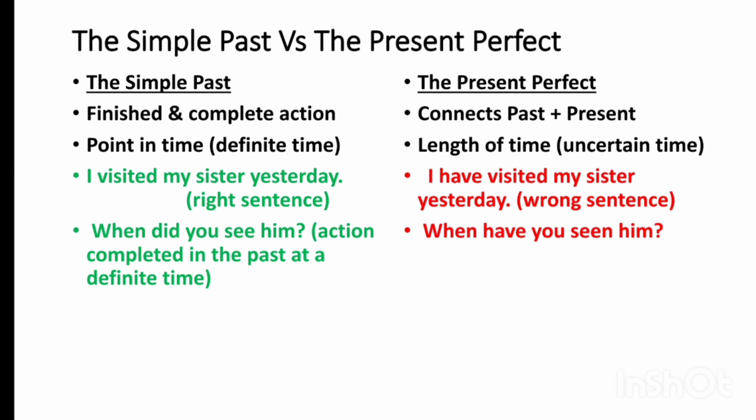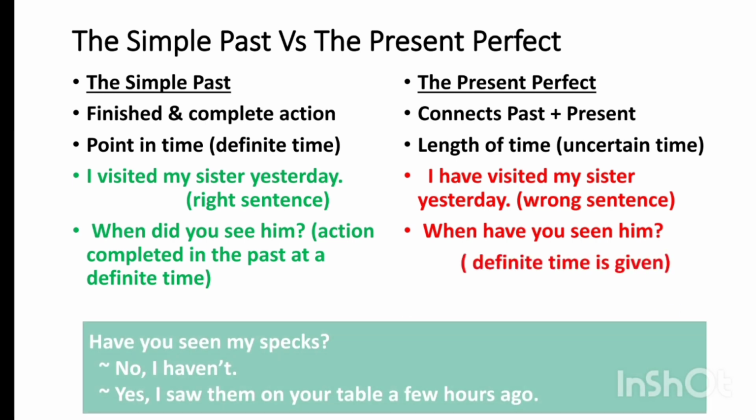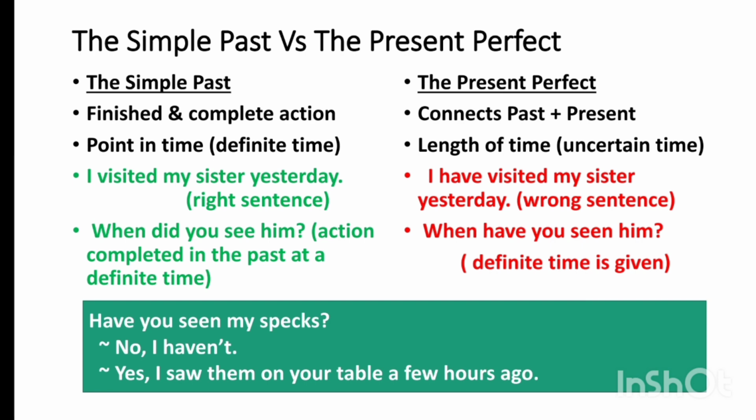Yesterday, that is the definite point of time. When have you seen him? We can't say. नहीं कह सकते. Look at this example once again. Have you seen my specs? No, I haven't, because no definite point of time is given.